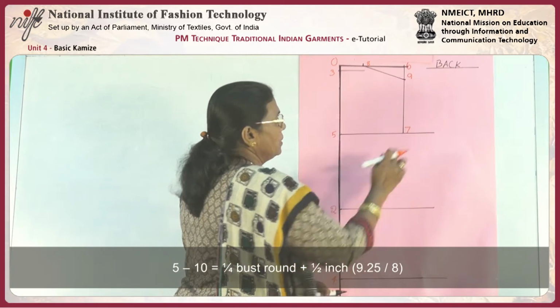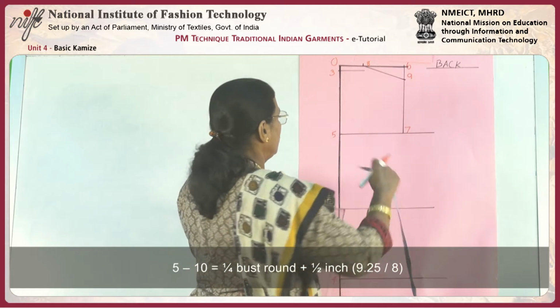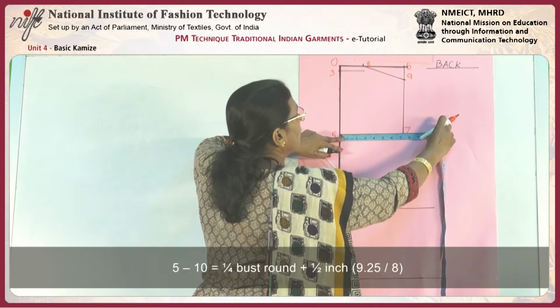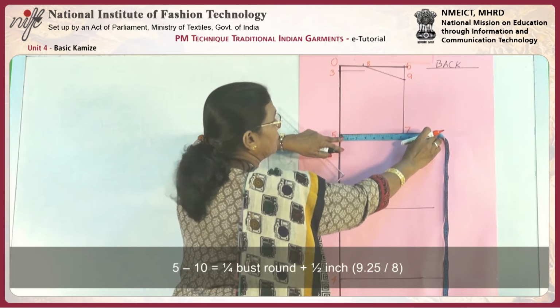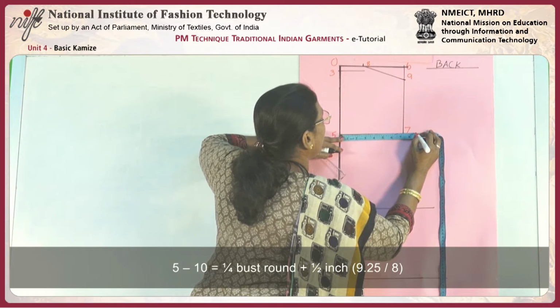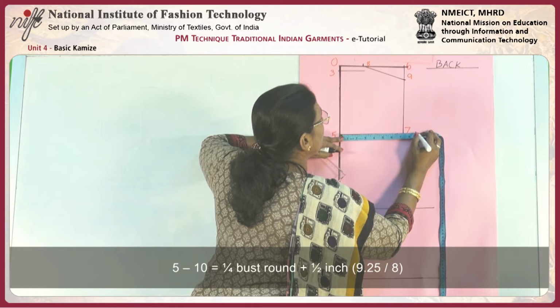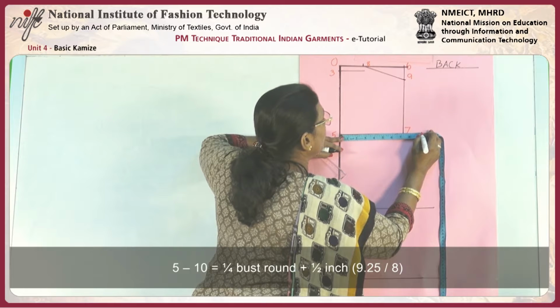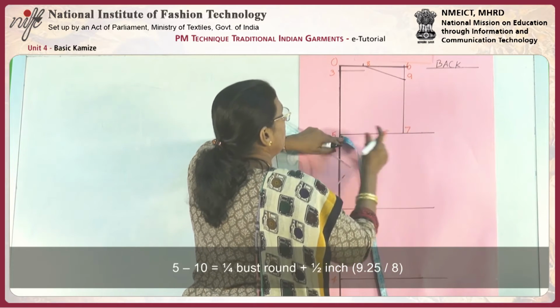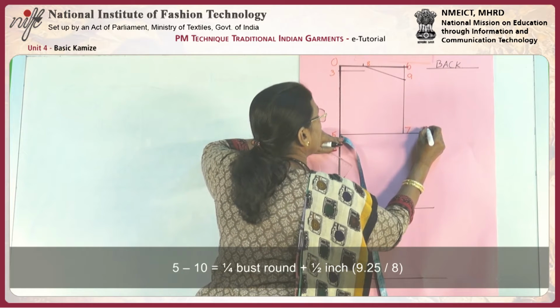5 to 10 is equal to bust by 4 plus half an inch. 8.65 plus half is 9.25, and mark 10.